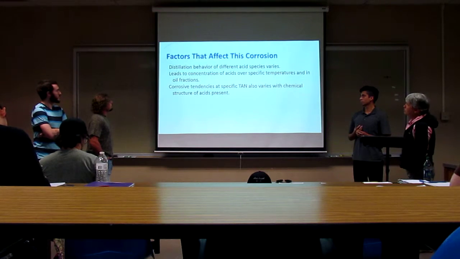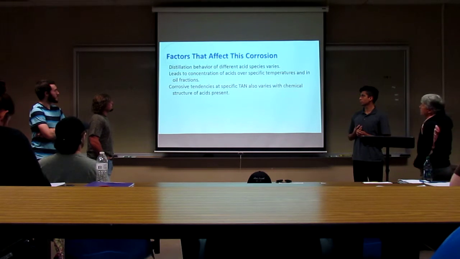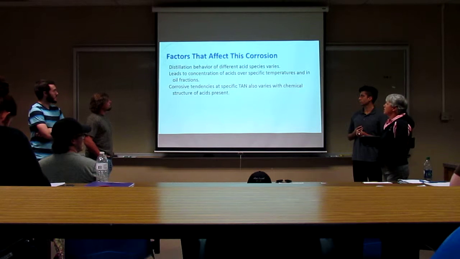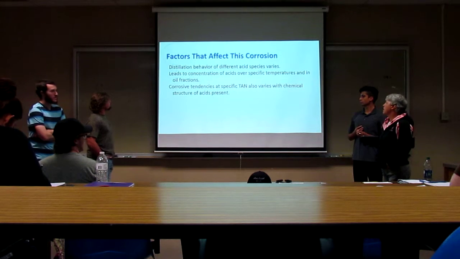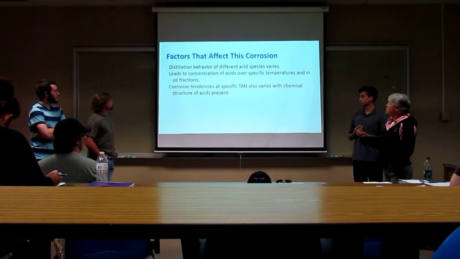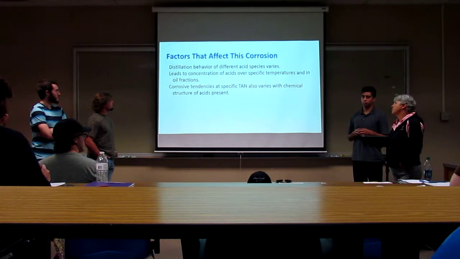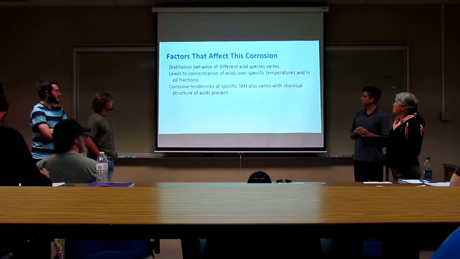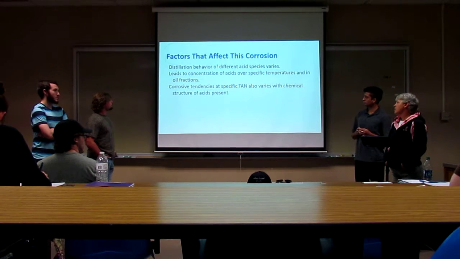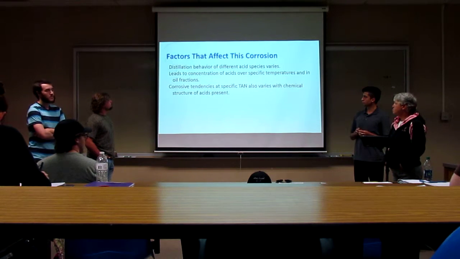Factors that affect this corrosion. Distillation behavior of different acid species varies. This leads to concentrations of acids over specific temperatures and in oil fractions. Corrosive tendencies at specific TAN also vary with the chemical structures of acids present.